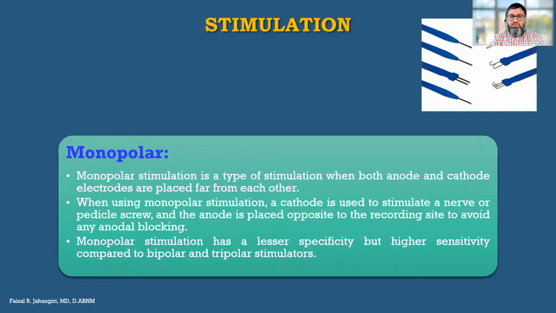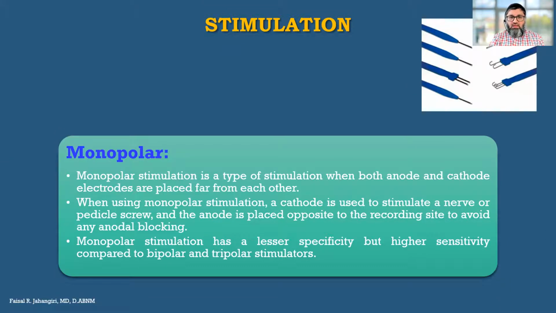When using monopolar stimulation, a cathode is used to stimulate a nerve or pedicle screw, and the anode is placed opposite to the recording site, at a distal site, to avoid any anode blocking. The sensitivity of a monopolar probe is higher and the specificity is low, as compared to bipolar and tripolar stimulators.